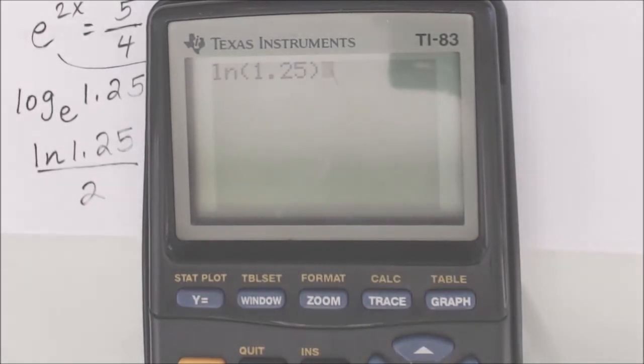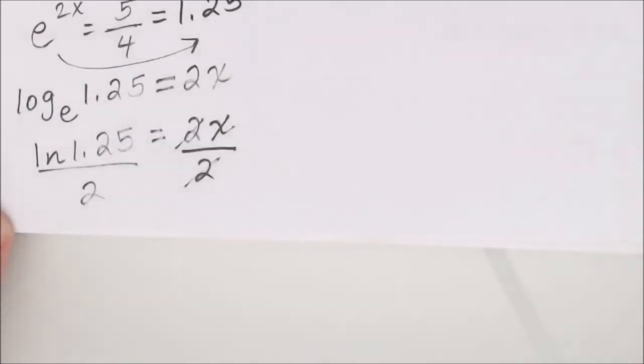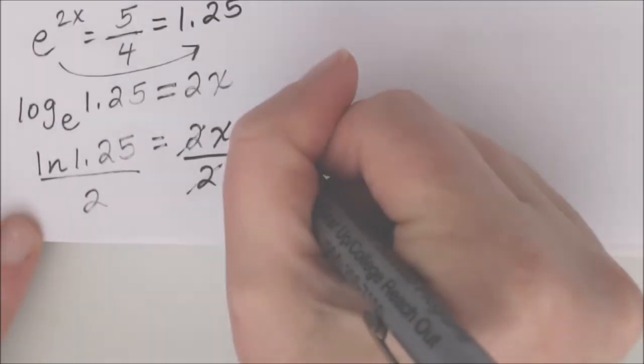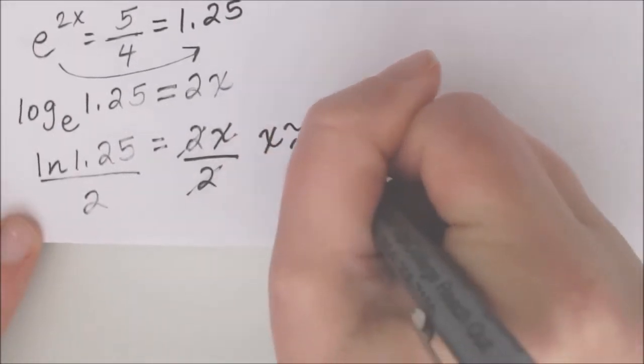So we want to get the natural log of that numerator divided by 2, and we get approximately 0.11. Make sure you're practicing using your calculator, so when it comes test time, you've got the calculator and you've used it, and you know how to get the right numbers. So we're going to have x is approximately 0.11.